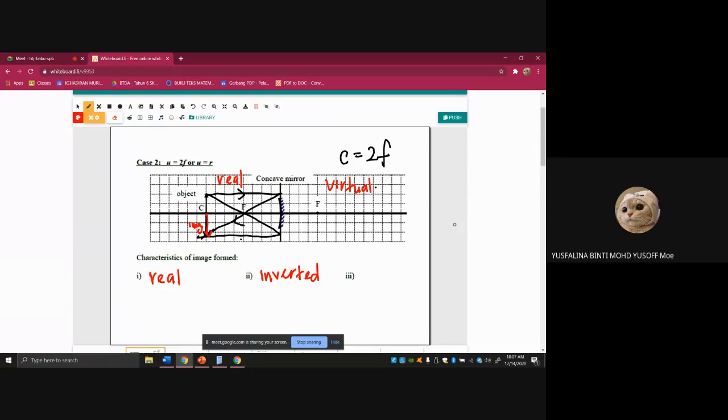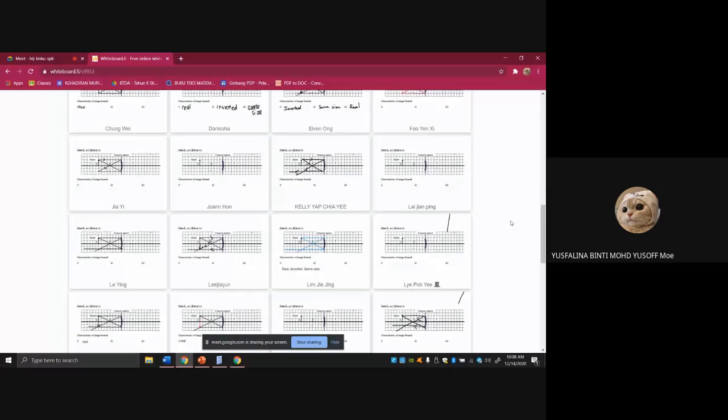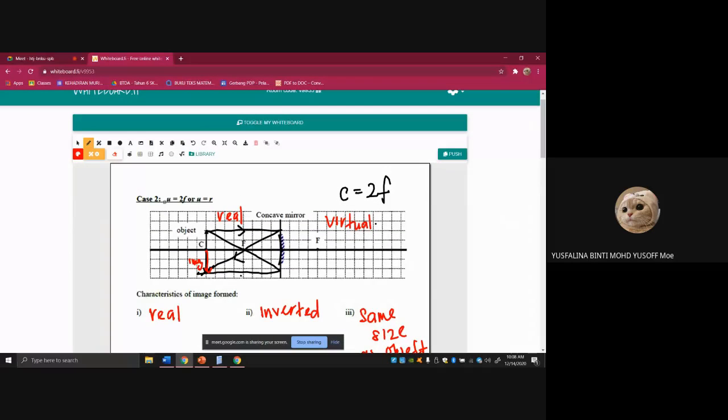Inverted and also the same size as the object. So this is when the object is at C or when the object is at 2F. Okay, this is the object. We can try to draw.